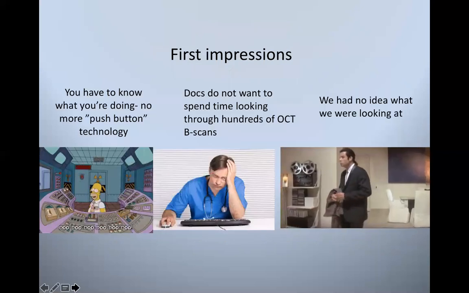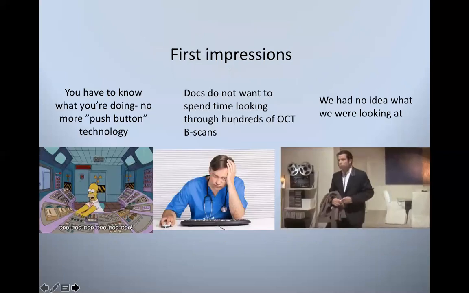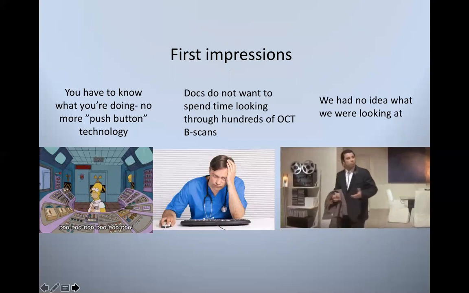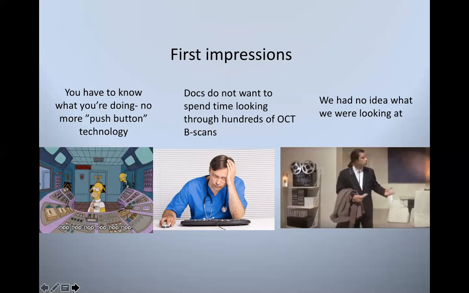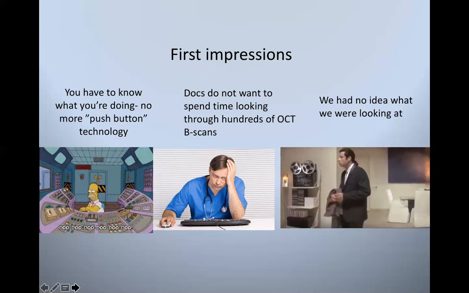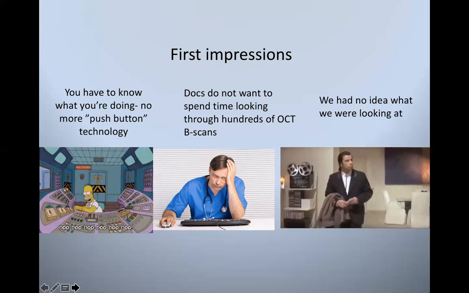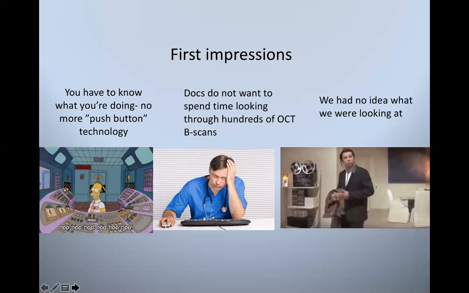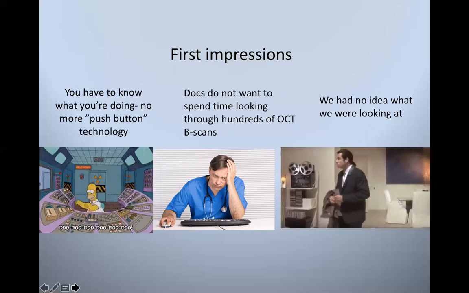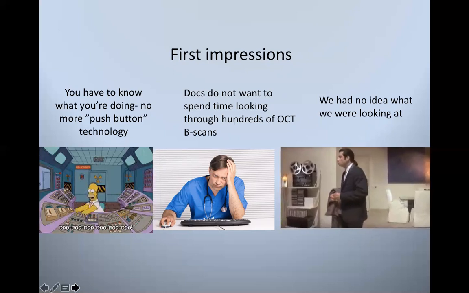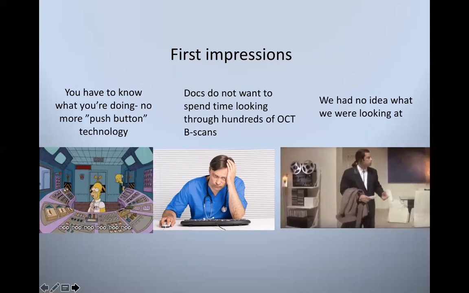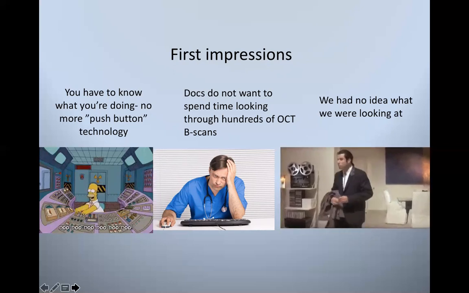When OCT-A first came out, it was very novel. Nobody really knew what it was all about or what we were going to use it for. It's not a push button technology, and it's not a point and shoot device by any means. There's a lot you really need to understand about it. Because there are hundreds of OCT scans that go from the top of the retina essentially down through the choroid, the doctors really don't want to spend time scrolling through every single one looking for the pathology.